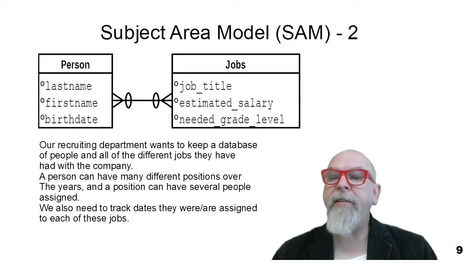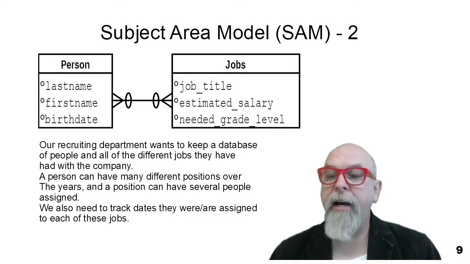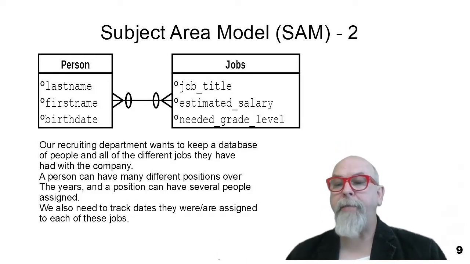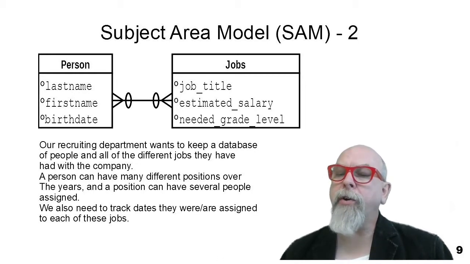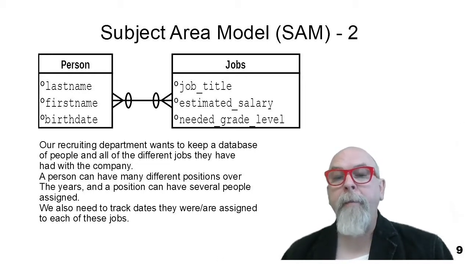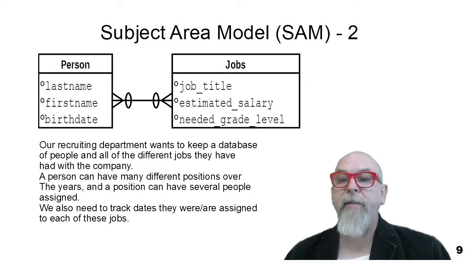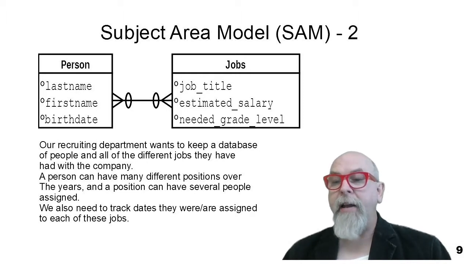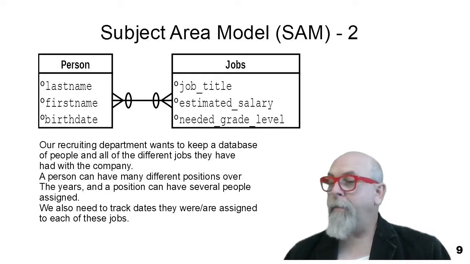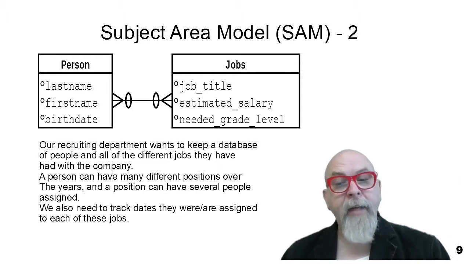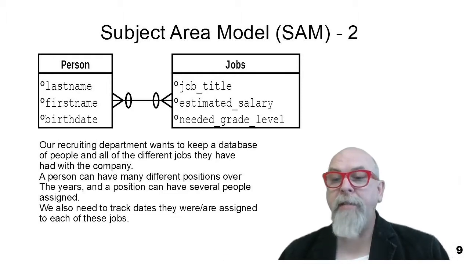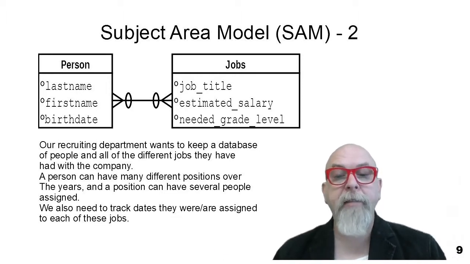Now that we have seen the three levels of entity relationship diagrams, the subject area model, the logical data model, and the physical data model, let's just do another quick example of the three. Our recruiting department in our company wants to keep a database of people and all the jobs they've ever had with our company. That would be a nice thing to know, to be able to pull up an employee and see all the jobs they've had, or to pull up a job and see all of the employees that have possibly had that job over the years.